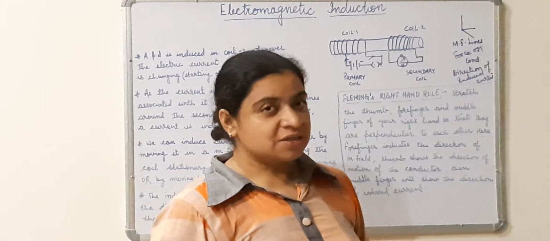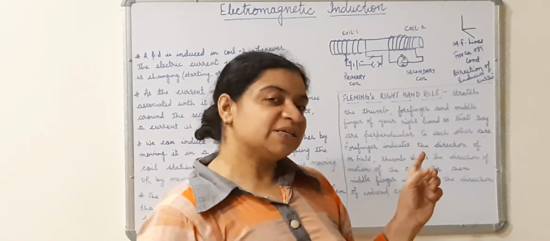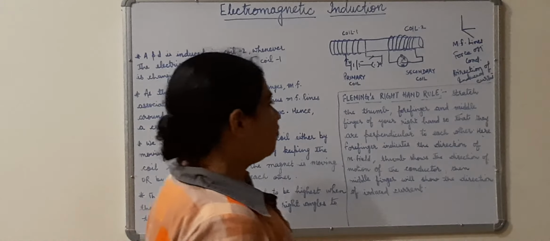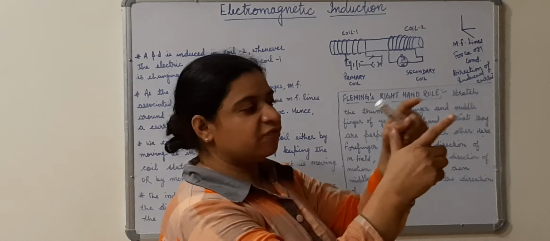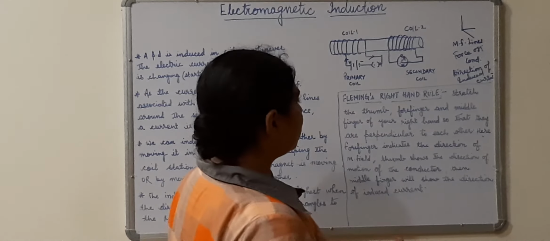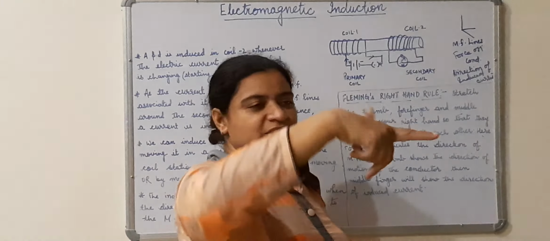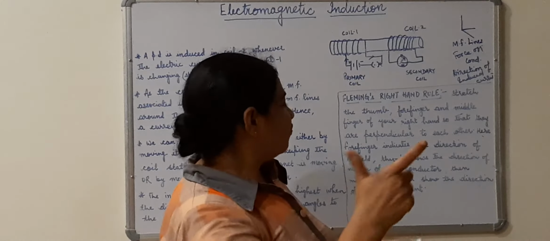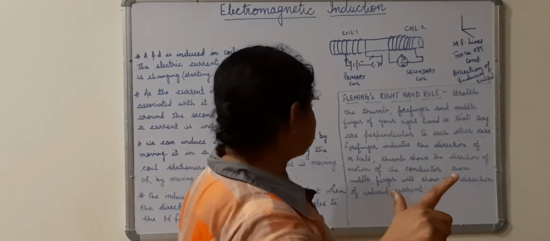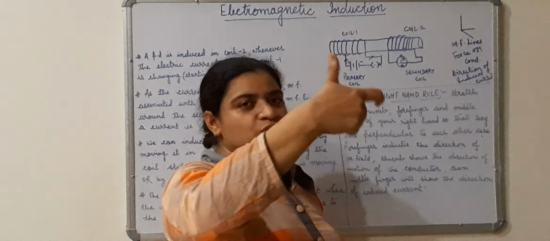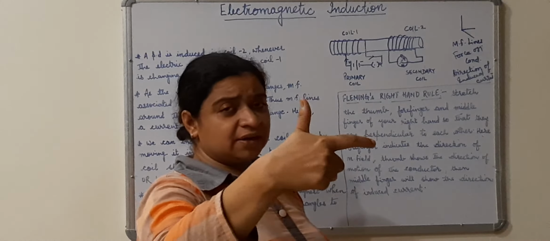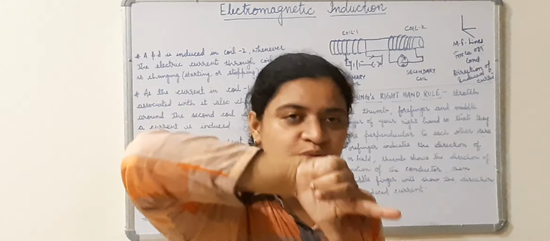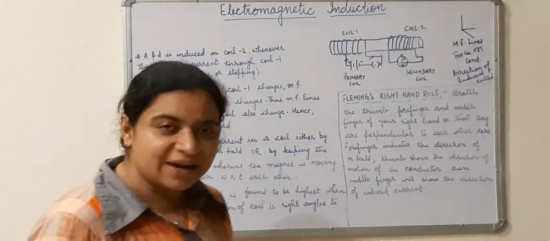In the exam, you may be asked to write the statement. This is quite important, as Fleming's left hand rule is important. In the same way, the statements of these three rules are quite important. Stretch your thumb, forefinger and middle finger of your right hand so that they are perpendicular to each other. This is how these three are perpendicular to each other. Here the forefinger indicates the direction of magnetic field, the thumb shows the motion of the conductor, and your middle finger gives you the direction of induced current. This is our Fleming's right hand rule.